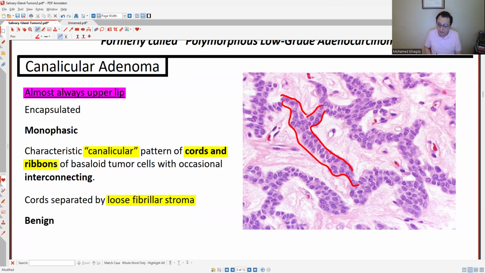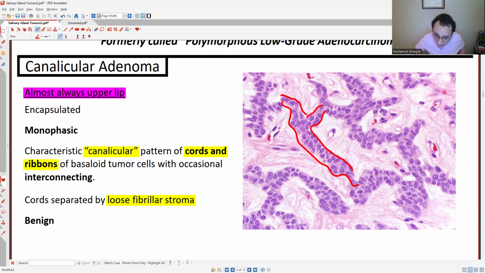It's canalicular, so it's like canals of blue cells. And these canals are anastomosing. These blue cells are making anastomosing canals. I always say it's like anastomosing sea or anastomosing lakes of blue cells. See, it's as if you're seeing lakes of blue cells which are anastomosing together.